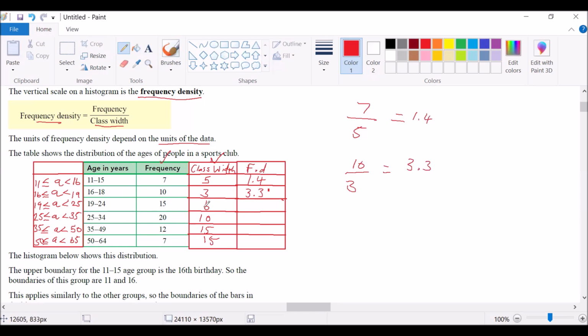For this age group, our frequency density is 15 over 6, which is 2.5. So we have 2.5 there. For this row, our frequency density is 20 over 10, which is 2. So we have 2 there. For this, our frequency density is 12 over 15, which is 0.8. For our last row, our frequency density is 7 over 15, which is 0.47. Now we use this data to draw our histogram.